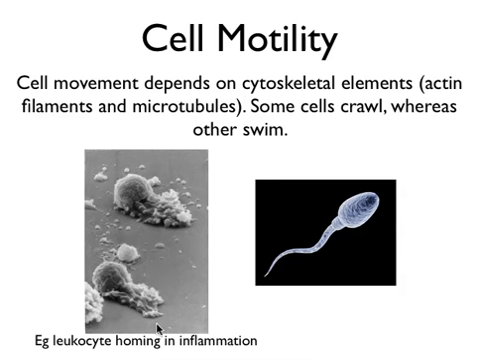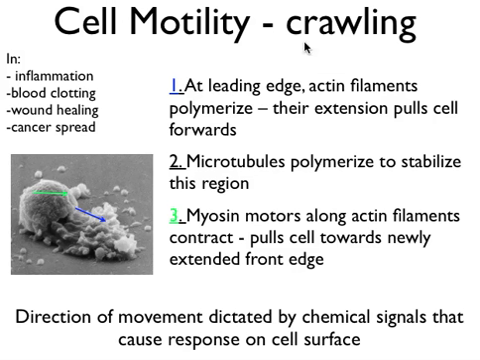Here's an example of leukocytes homing in inflammation. We can see that this part is pulling this part, and this is causing the cell to crawl forward. This is an example of a cell that's swimming. In this case, it's a sperm cell. Cells crawl in inflammation, as I showed you in the previous example, in blood clotting, wound healing, and cancer spread. There are other examples, these are just the main ones.